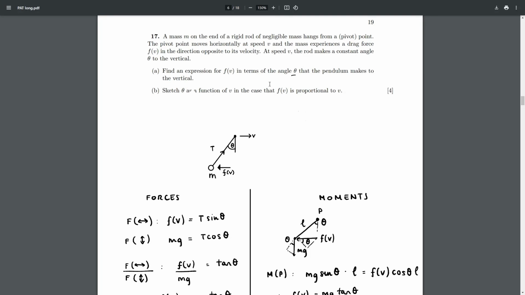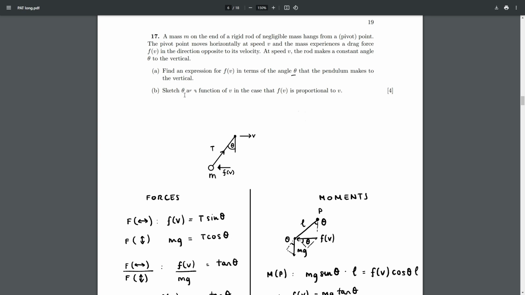Okay, 17 now. A mass m on the end of a rigid rod of negligible mass hangs from a pivot point. The pivot moves horizontally at speed v, and the mass experiences a drag force f of v in the direction opposite to its velocity. At speed v, the rod makes a constant angle theta to the vertical. Find an expression for f of v in terms of the angle theta that the pendulum makes to the vertical.